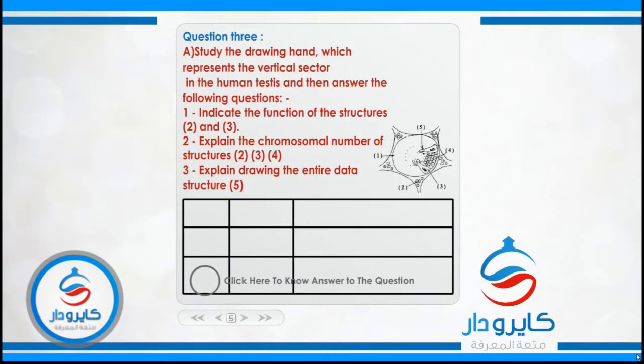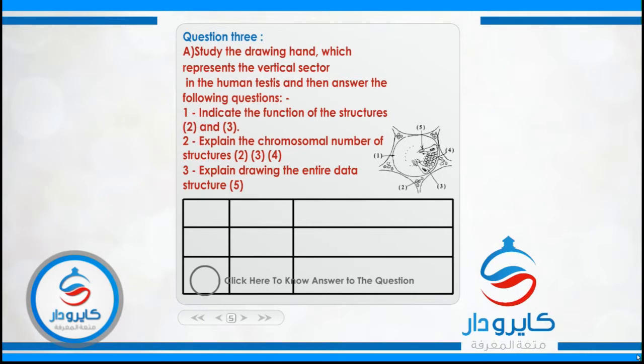The next question. Study the diagram which represents the vertical section of the human testis, and then answer the following questions. This acts as a part or TS in the seminiferous tubules of the human testis. Indicate the function of the structures number 2 and number 3. Number 2 is the interstitial cells.